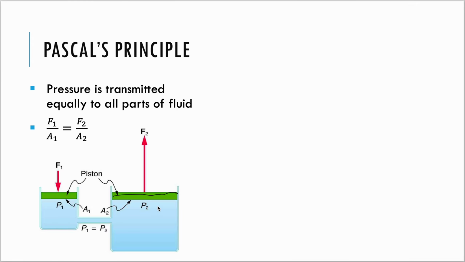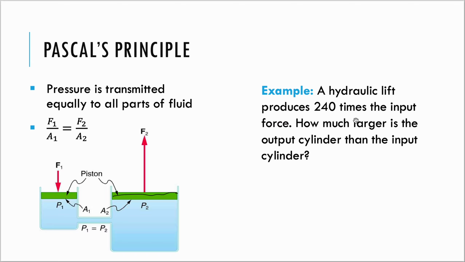Because we have a bigger piston on one side, we're going to have a greater force on that side. And this is due to applying the principle which says F1 over A1, which is the force at the small piston and the small area, is equal to F2 over A2, where F2 is the force at the large piston and A2 is the large area. Let's look at an example.